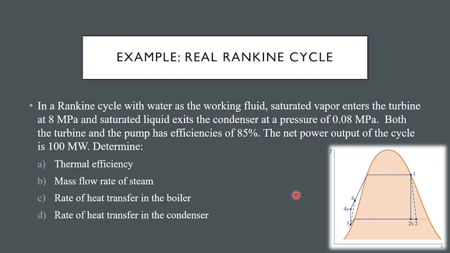Let's try to solve an example, and we will see what will change in our solution. We will be solving the same problem. So that is the Rankine cycle with water as the working fluid. The saturated vapor enters the turbine at 8 megapascals and saturated liquid exits the condenser at 0.08 megapascal. However, in this example, both the turbine and the pump have efficiencies of 85%. The net power output of the cycle is still 100 megawatts, and we want to determine the following.